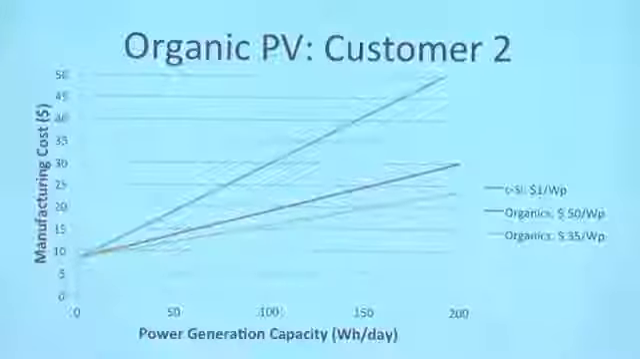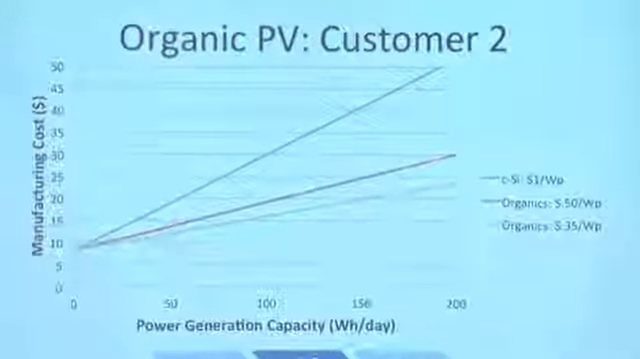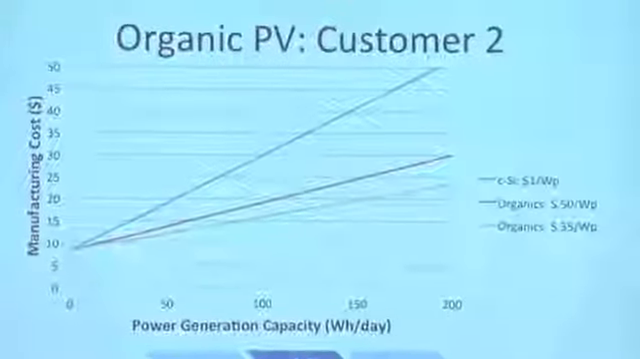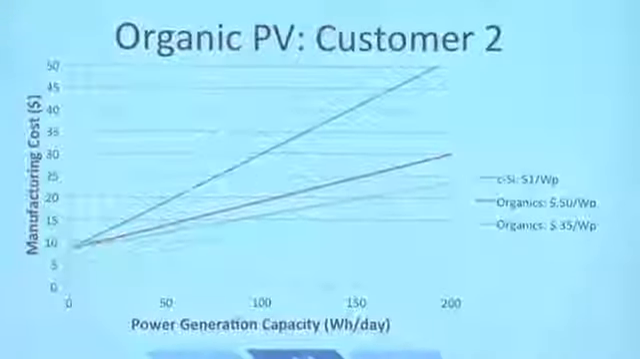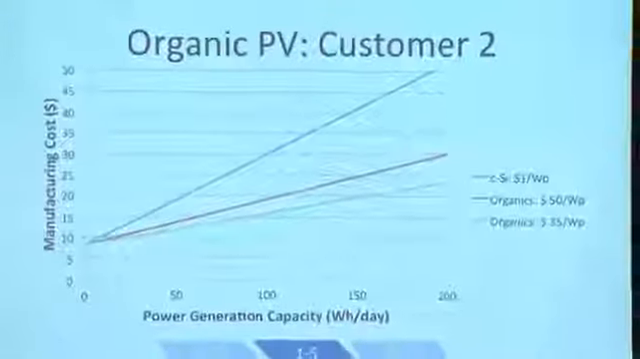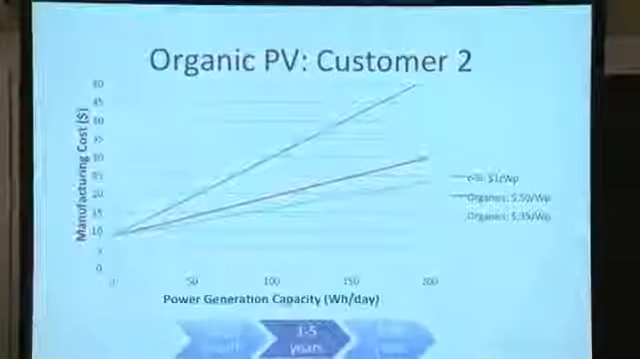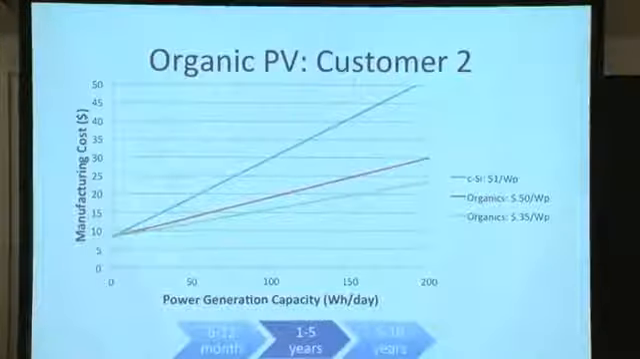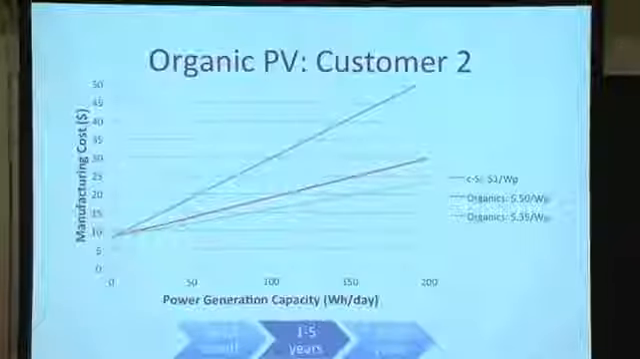And basically what this shows, this is pretty much the same plot that Ben just showed, except it compares organics, is that as we look at a more high performance device, the cost savings that you get from switching from silicon to organics are actually quite substantial. And in fact, for the same cost as a given silicon device, you can actually get almost twice the power generation capacity by switching to organics.